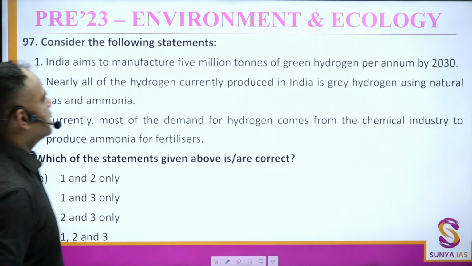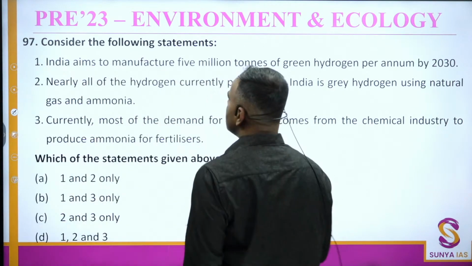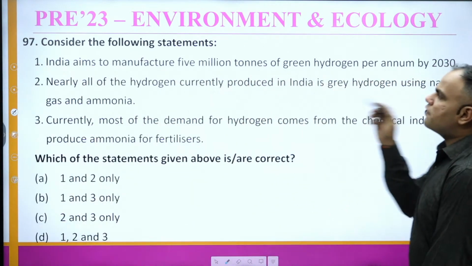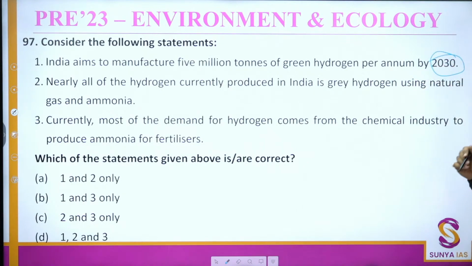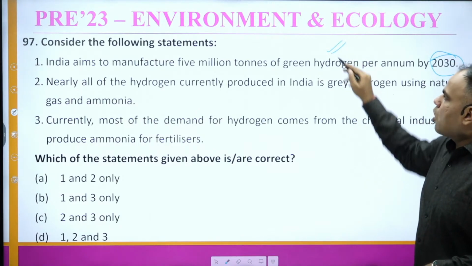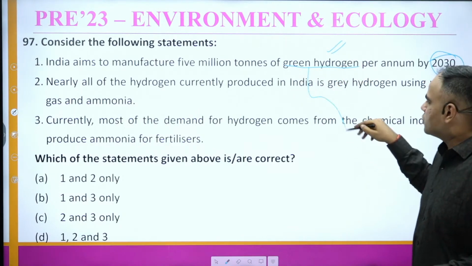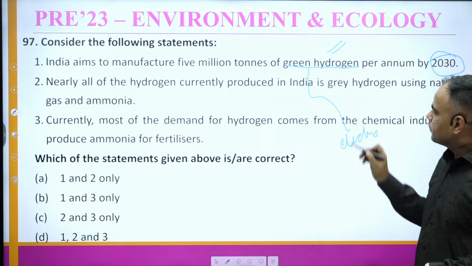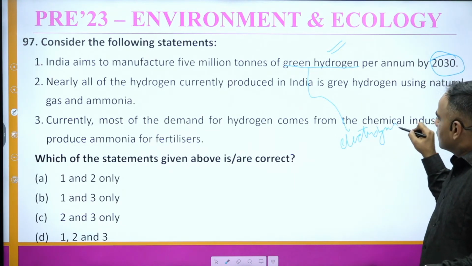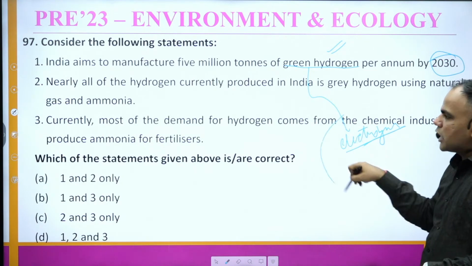Right. Next question. We are talking about India aims to manufacture 5 million tons of green hydrogen per annum, which means every year, by 2030. This part is true. You already know how green hydrogen is produced. It is produced through the process of electrolysis. It's a clean process and you are using renewable energy.